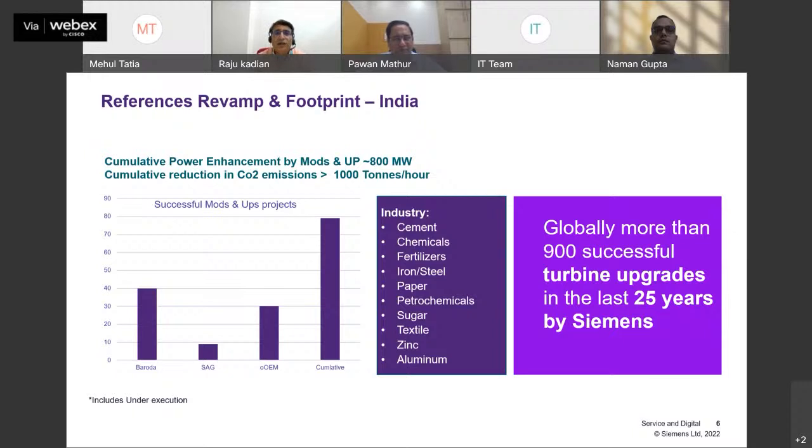And in India, from Baroda, in the last 5 years, we have successfully executed modernization and upgrade projects, which are in different industries. And across the globe, there is a reference of more than 900 successful turbine upgrades in the last 25 years. And for other OEMs, we did footprint replacement, around 30 turbines.